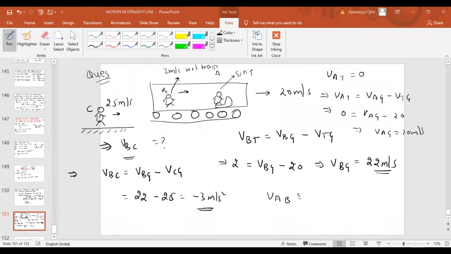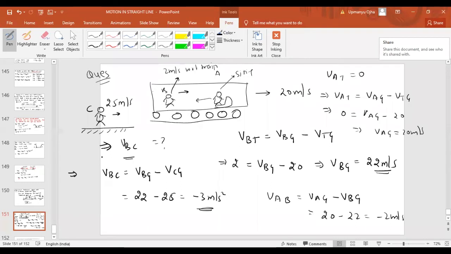So the velocity of A with respect to ground minus the velocity of B with respect to ground is 20 minus 22, which means minus 2 meters per second is the answer. So for the observer at B, what will he observe? He will observe that A is moving towards him with a speed of 2 meters per second. So I think you understood how to find the relative velocity in one dimension. I hope you are getting some idea of this.